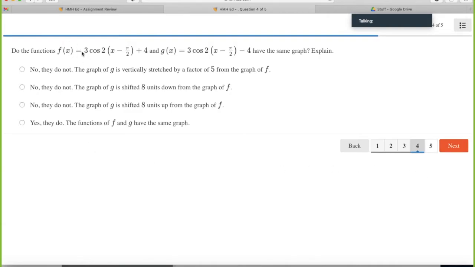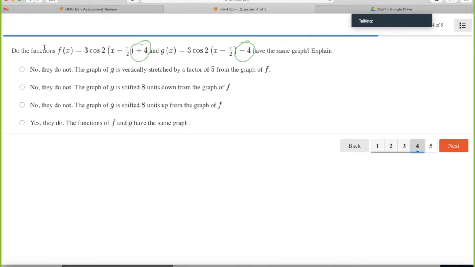Do the functions 3 cosine blah blah blah and 3 cosine 2 blah blah blah have the same graph? So okay, what's the difference? We've got a +4 here and a -4 there. Remember, that's our k value. So our f of x, if you start with the parent function, is shifted up 4. Our g of x, if you start with the parent function, is shifted down 4.